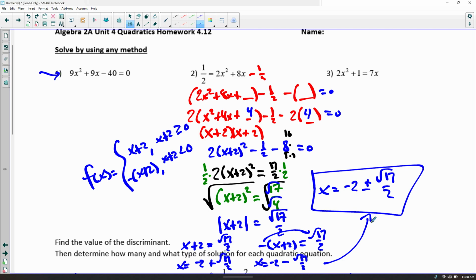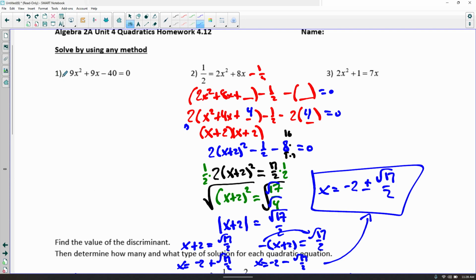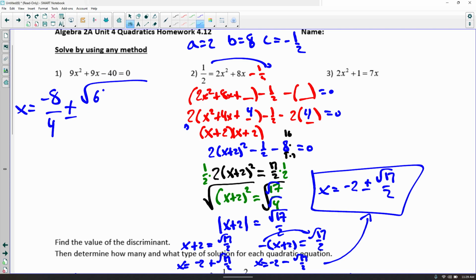Now, as I said earlier, this one would probably have been easier using the what formula? Yeah. Now, you need to know that A is 2 and B is 8, and I got to move that half over, so C is equal to negative 1/2. Now, pay attention to this. This is being really sweet. X is equal to negative 8 all over 4 plus or minus the square root of 64 minus 4 times 2 times negative 1/2. Okay, and then write that all over 4. You with me?